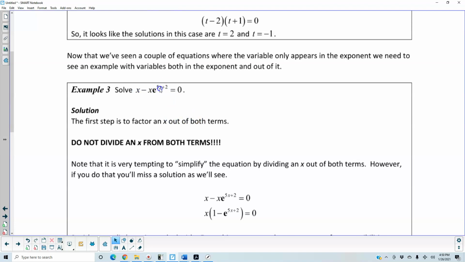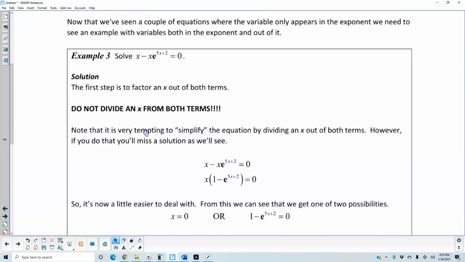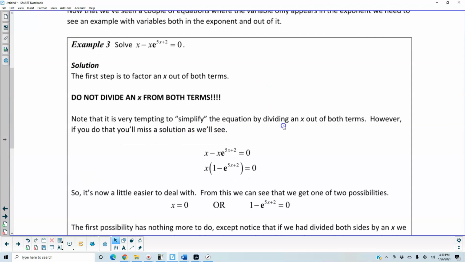Here's one term, here's the second term. Do not divide an x from both terms. Note that it is very tempting to simplify the equation by dividing an x out of both terms.